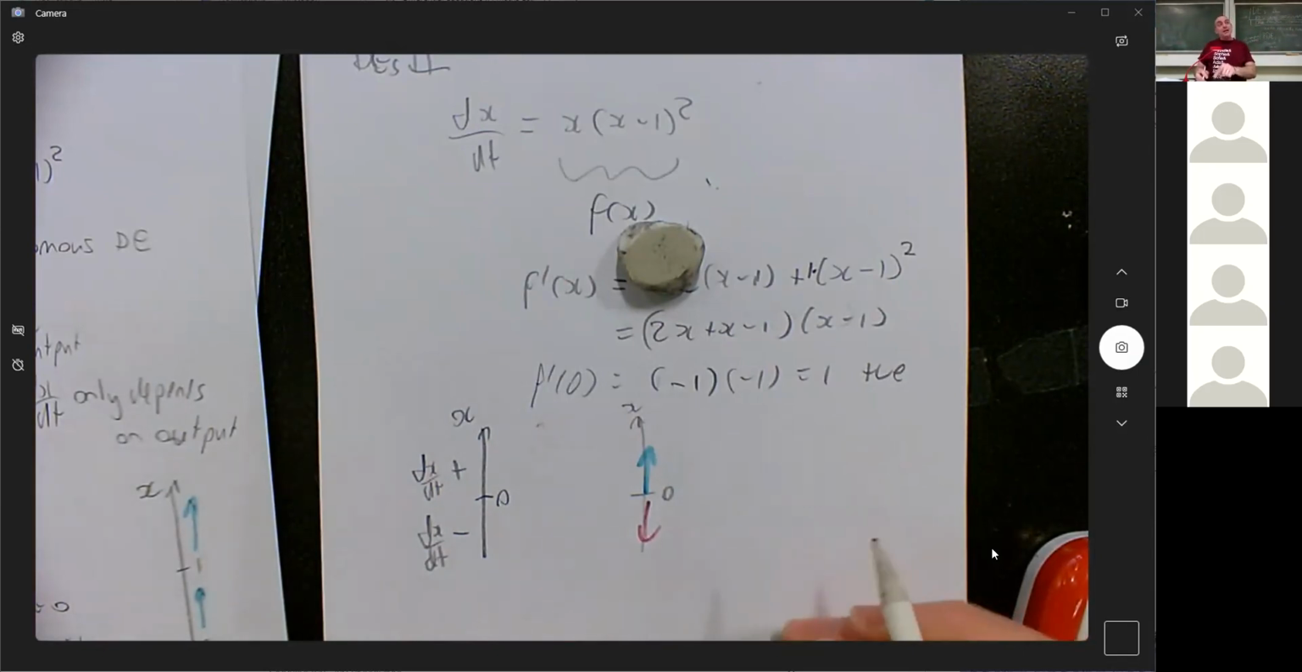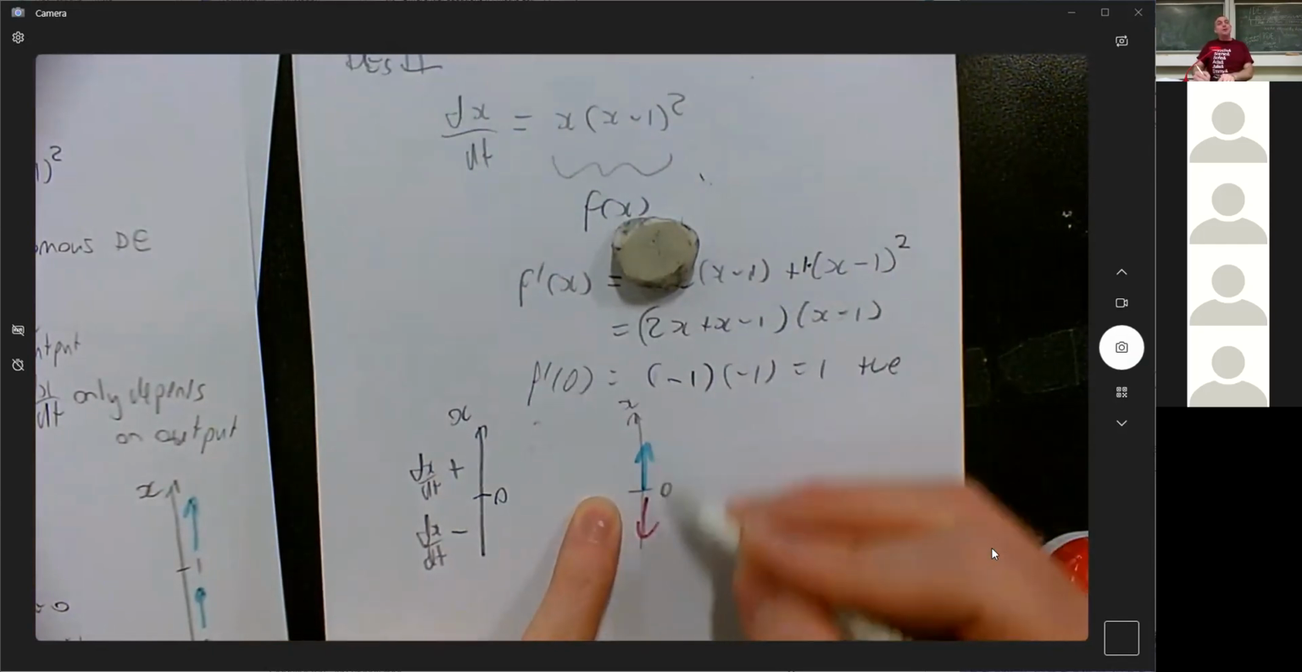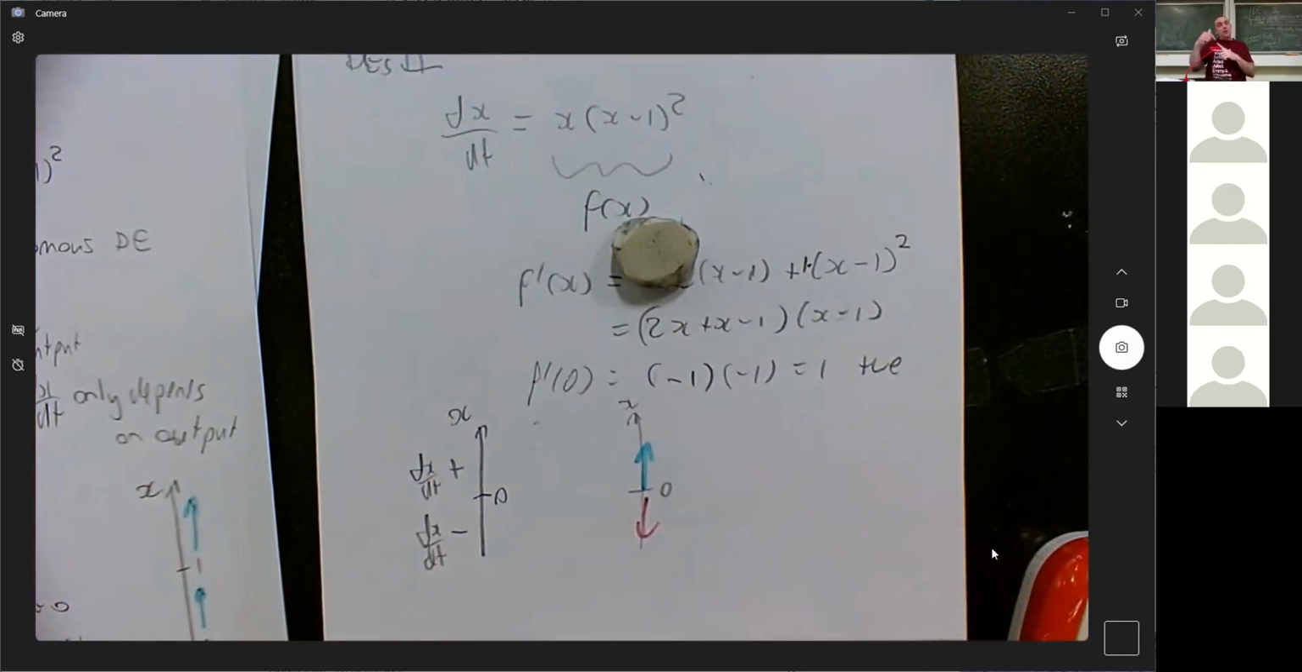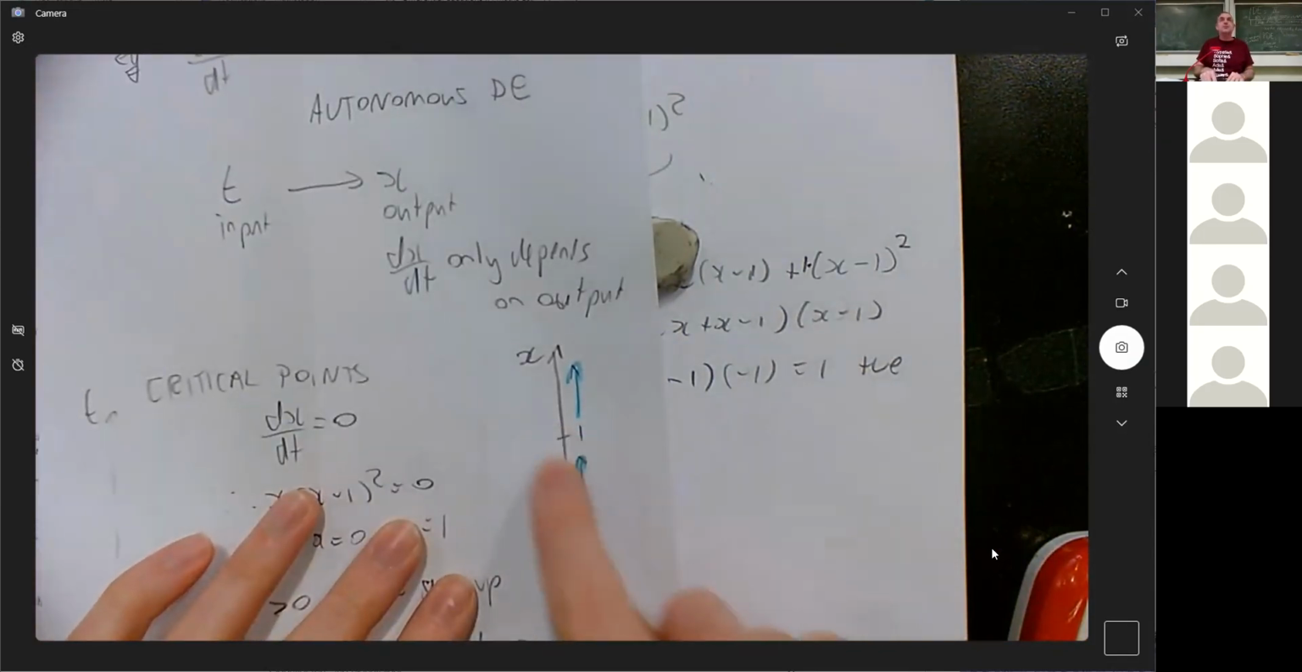Okay, so this is called an unstable critical point, because if you're even very close to this, you'll move away from it. Whereas one where they're both pointing inwards is called stable, because if you're very close to it, no matter which side you're on, you'll just move inwards again. And I believe your lecturer calls this semi-stable.